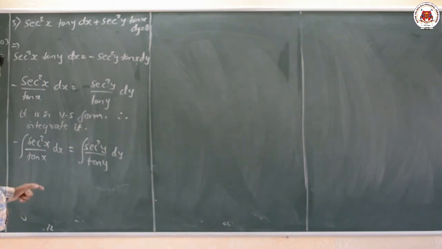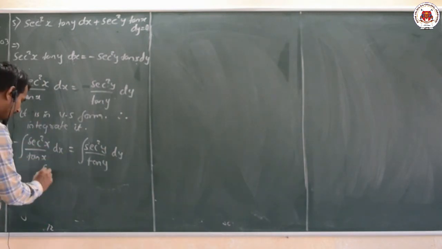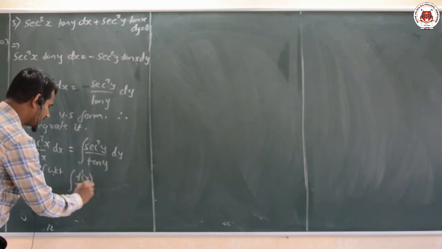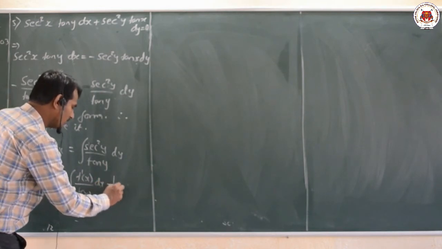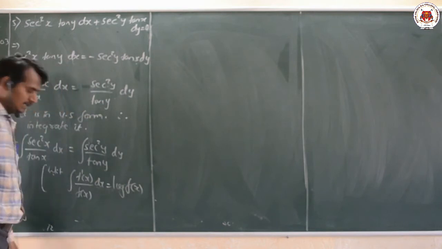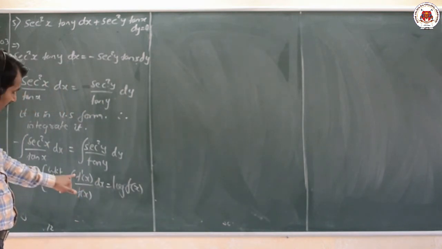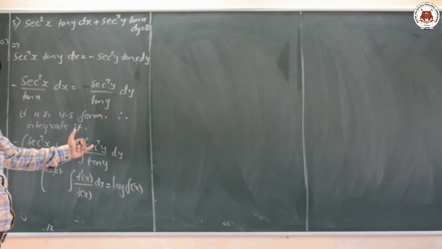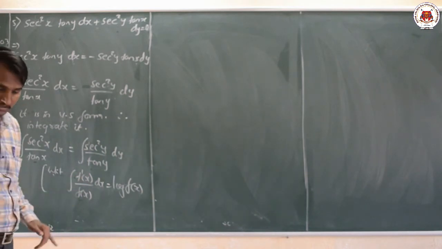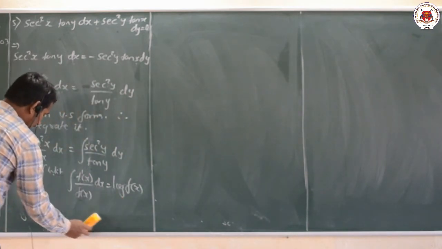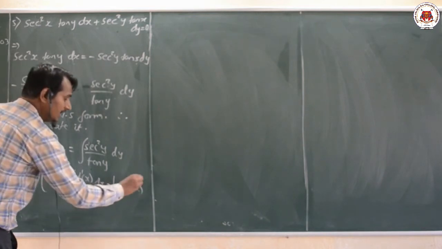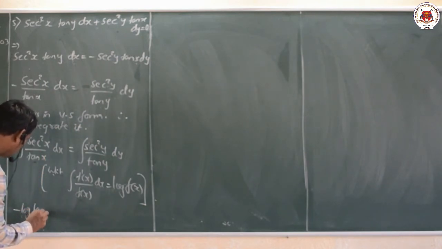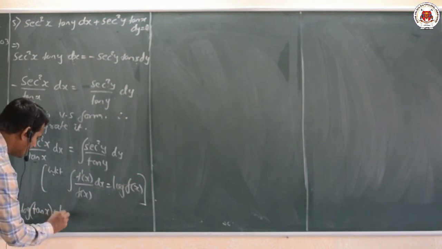Now easily we can do the integration. So now one more property we know. What is that? We know that integration of f dash of x divided by f of x dx equal to log of f of x. That means if the numerator is the differentiation of the denominator, for example tan x differentiation is secant square x, tan y differentiation is secant square y, then the value will be log of the denominator part. So according to that, minus log of tan x, plus an integral constant.